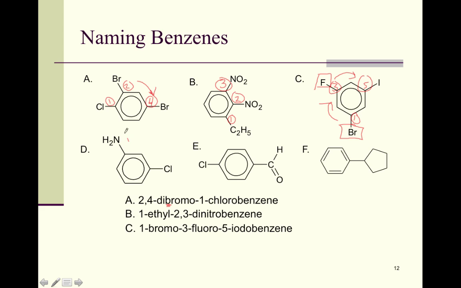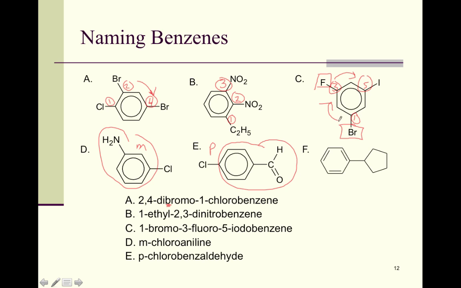In letter D, I have a common name. This is aniline. And because there's only 2 things on the ring and it's a benzene ring, I can use the ortho-meta-para system. So which one is this? This one's meta. Metachloroaniline. On letter E, again, I have a common name. This is benzaldehyde. Only 2 things on the ring. So I can use the ortho-meta-para naming system. This is para, so I would use P in its name.